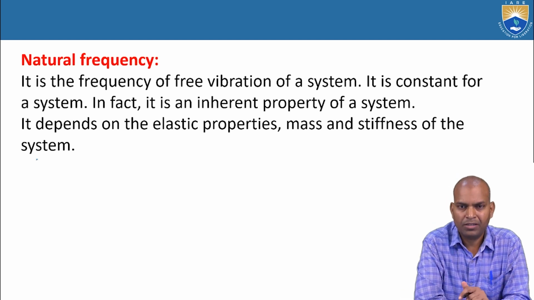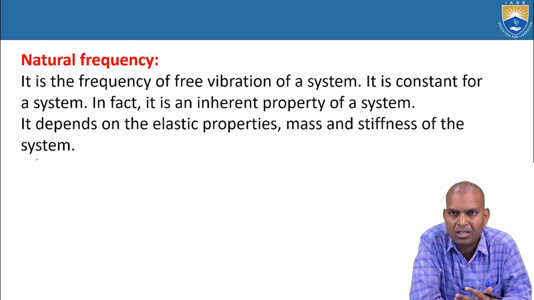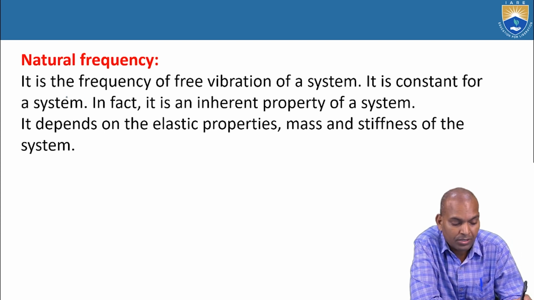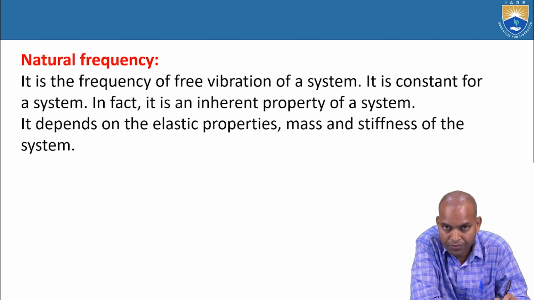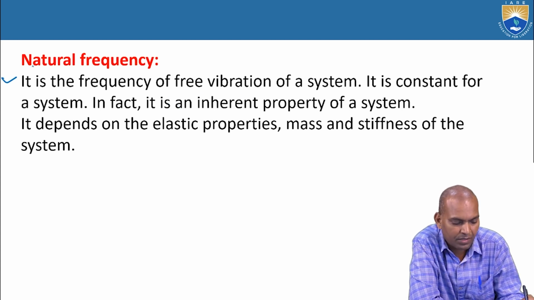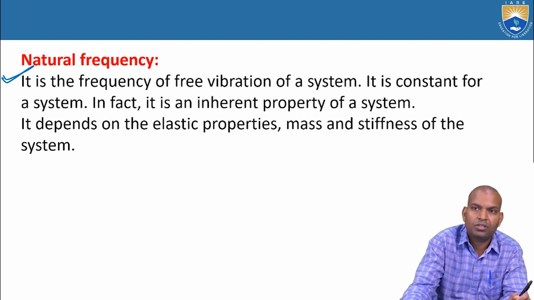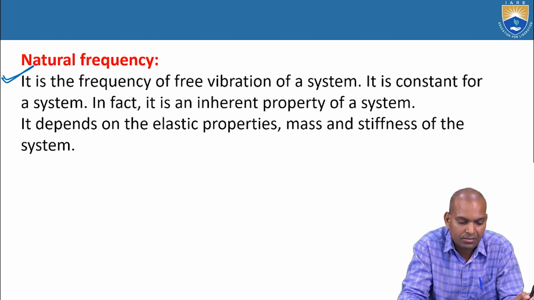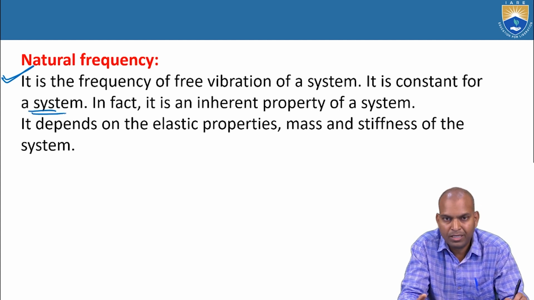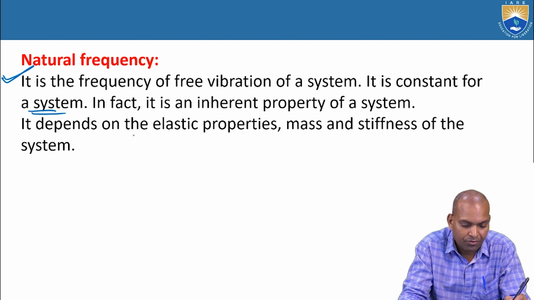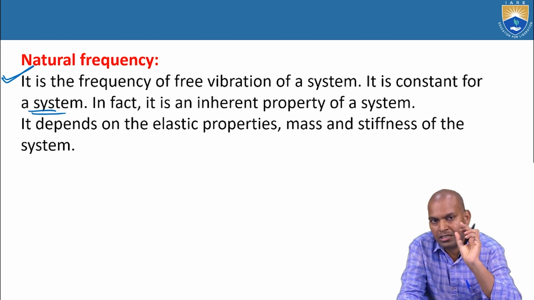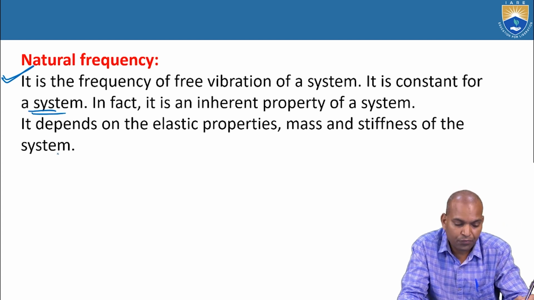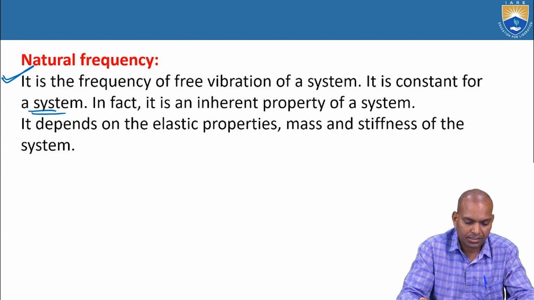What is known as the natural frequency? Naturally the system has a frequency. The natural frequency is the frequency of a free vibration system. Free vibration of a system is known as natural frequency, and this natural frequency is a constant for a system. It remains the same. One more thing: this natural frequency is an inherent property of the system, and it depends on three things.